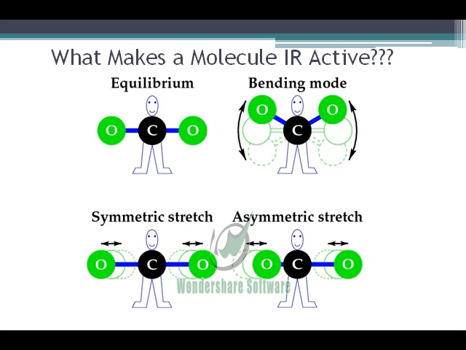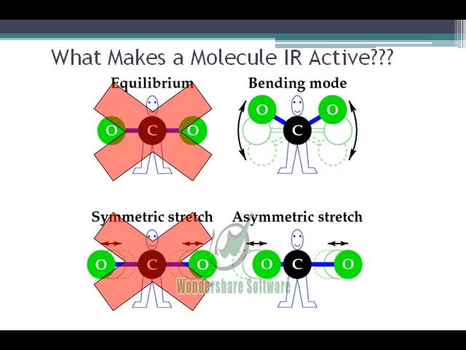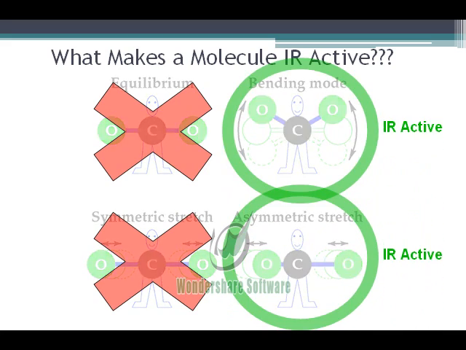During equilibrium and symmetric stretching, the carbon to oxygen polar bonds of carbon dioxide cancel out, making the molecule not IR active in these states. When carbon dioxide is in bending mode or asymmetric stretching, the carbon to oxygen polar bonds no longer cancel out, and the molecule is considered to be IR active.